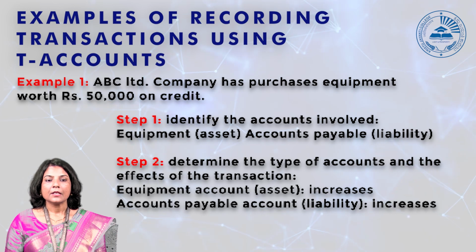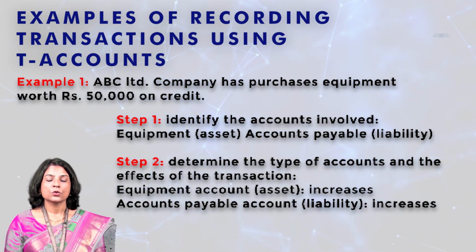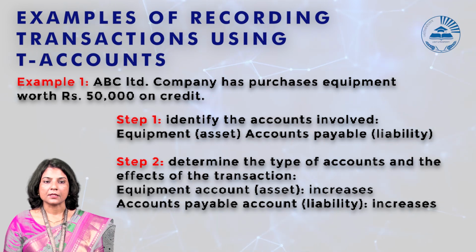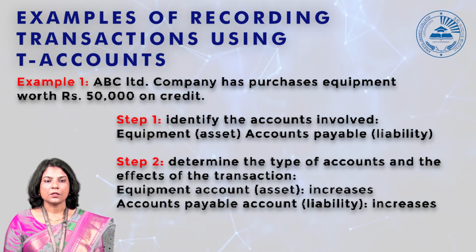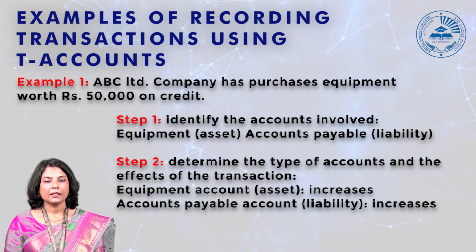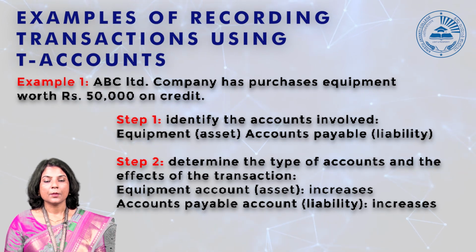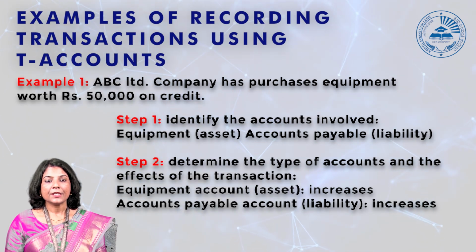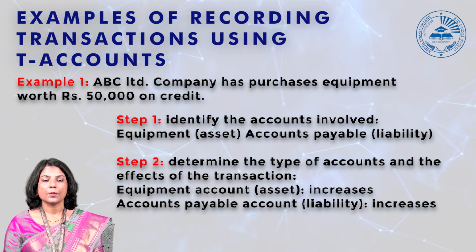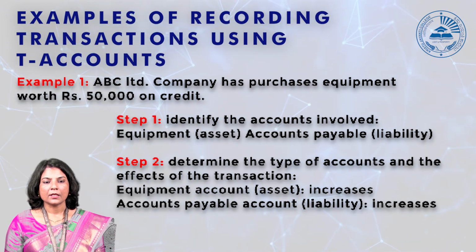The second step will be to determine the type of accounts and the effect of the transactions. So we have identified that in this example two accounts are involved, equipment and accounts payable account. How each will increase or decrease, that we will look into. So there is an equipment account, equipment coming into the business. So there is an increase in equipment account. The company has purchased the equipment, so there will be an increase in equipment account.